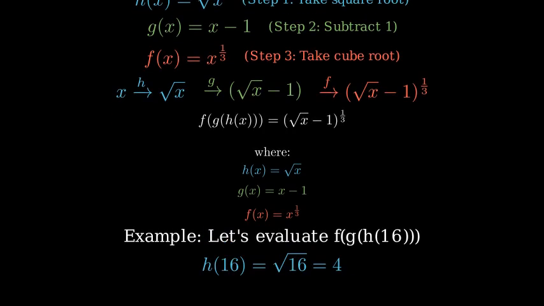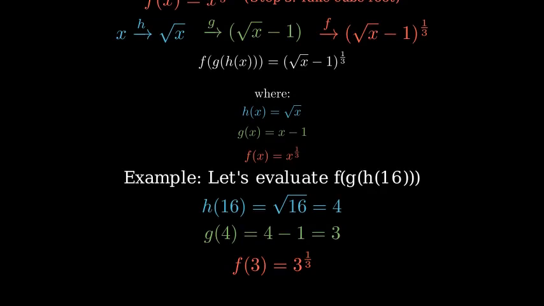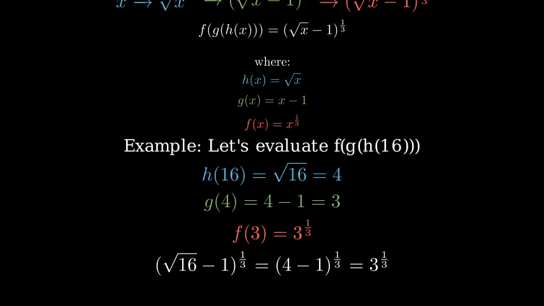First, h of 16 equals the square root of 16, which is 4. Then g of 4 equals 4 minus 1, which is 3. Finally, f of 3 equals the cube root of 3. This is exactly what we get if we plug 16 directly into our original function, the cube root of quantity square root of 16 minus 1.